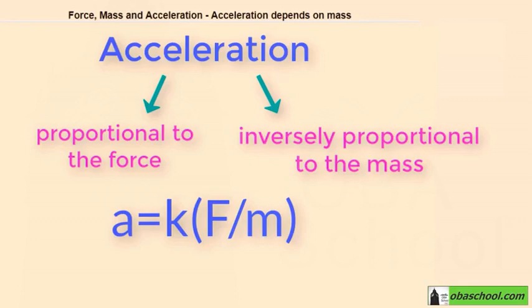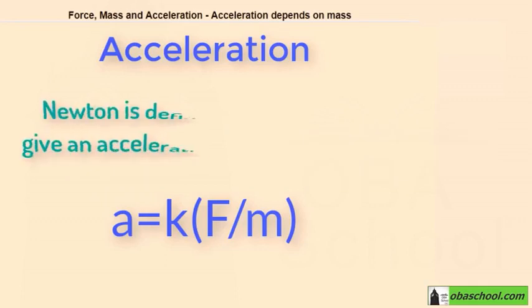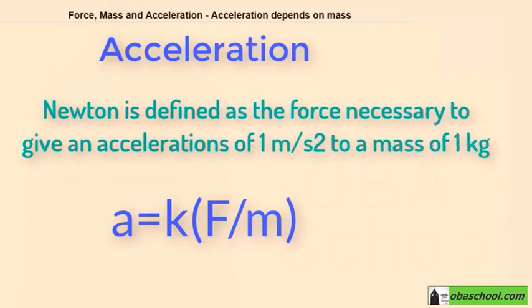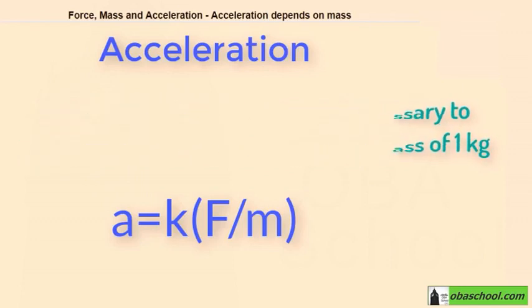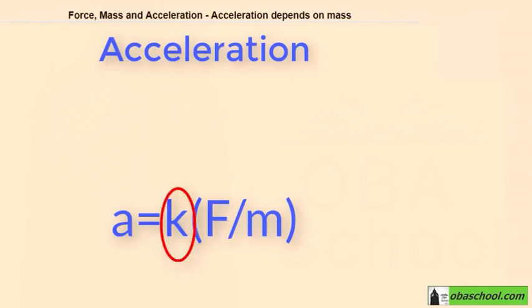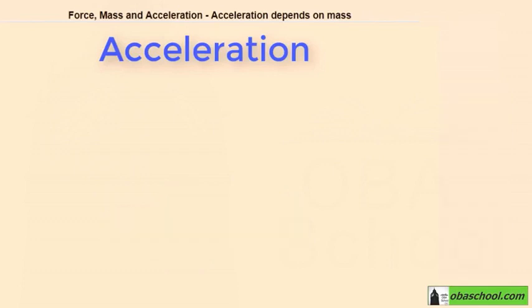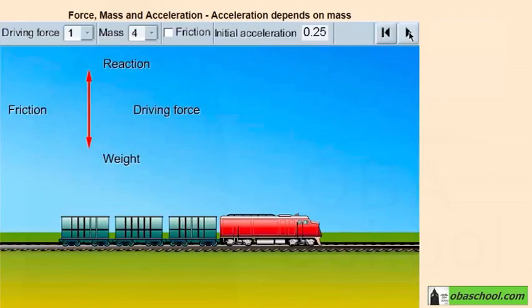And from the definition, Newton is defined as the force necessary to give an acceleration of 1 meter per second squared to a mass of 1 kilogram. Therefore, in the equation a equals k multiplied by F divided by m, the constant of proportionality is 1 if the quantities in the equation are in the SI unit.